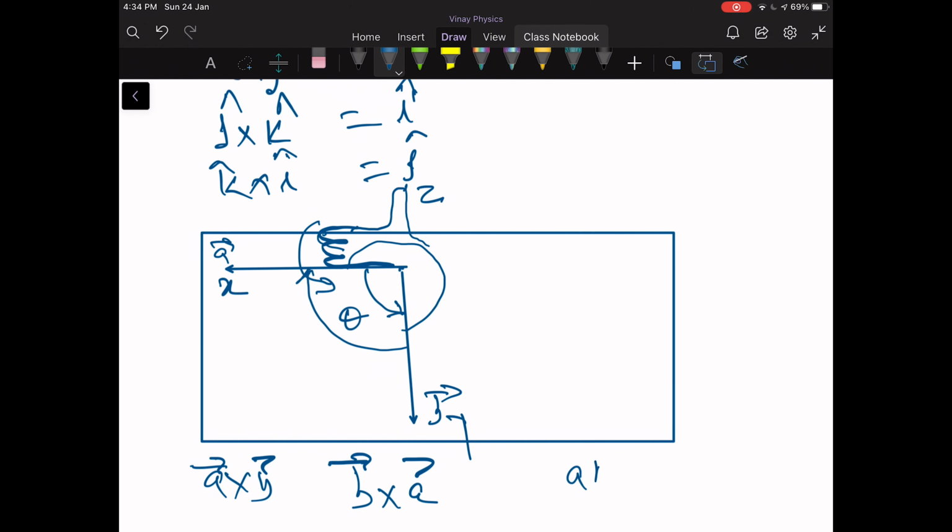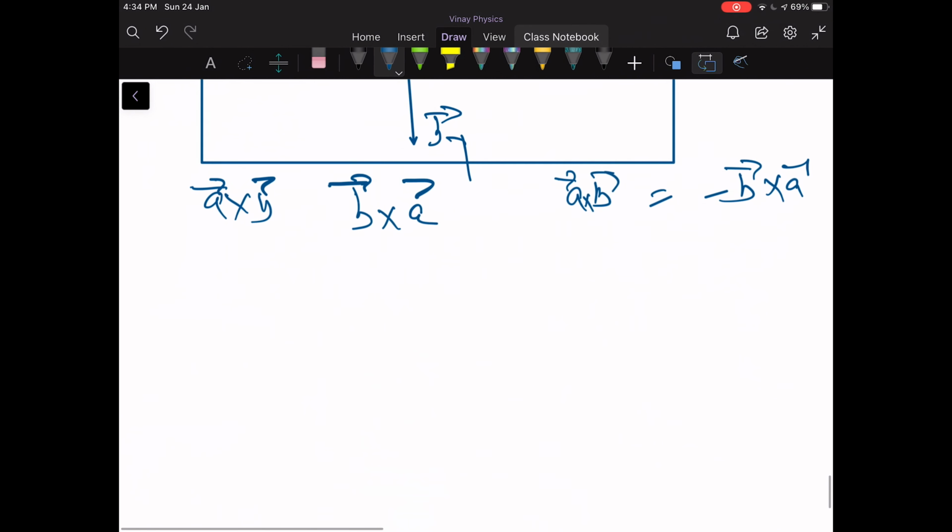A cross B will be equal to minus B cross A, because the angle direction changes. When we want to measure B cross A, the resultant vector will always be in the opposite direction. So this is one rule that we need to understand. Now there are a few other rules with cross product. One we have already talked about: A cross B equals minus B cross A.